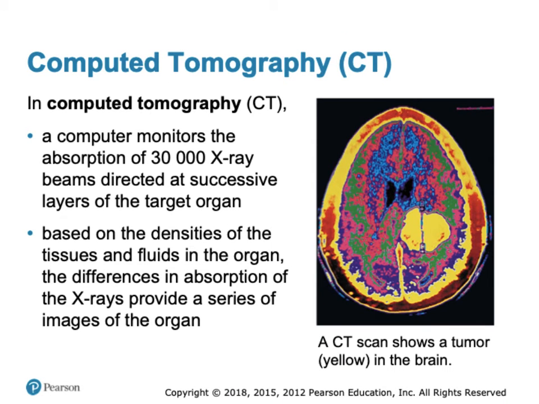Like conventional X-rays, computed X-ray tomography, or CT, uses X-rays to create images, but with a circular array of detectors that surround the body. The information from the detectors is downloaded to a computer for processing to create a 3D image. CAT scans can be used to diagnose brain hemorrhages, pneumonia, appendicitis, complex fractures, and lung cancer. So based upon the density of tissues and fluids in the organ, the difference in absorption of these X-rays provides a series of images of the organ.